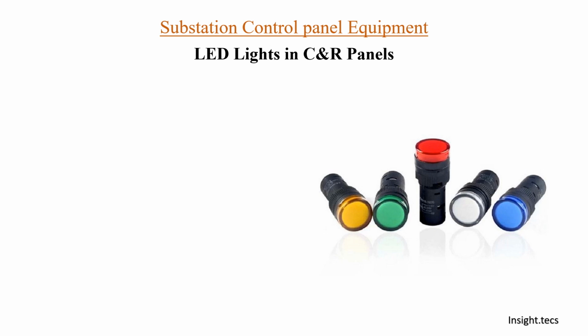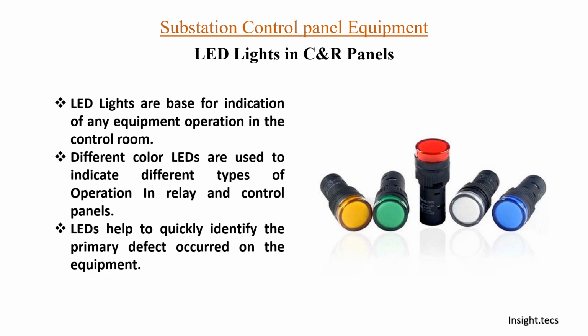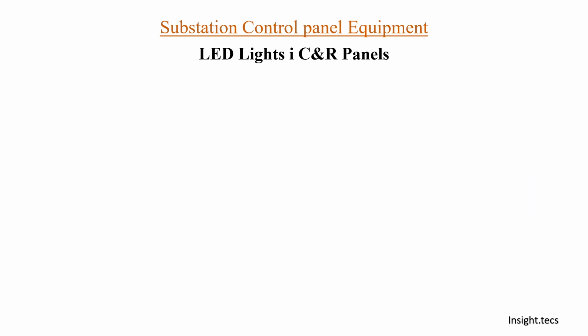So friends, in today's video, we are going to continue with the LED lights and control and relay panel. This is the second video about the LED in control panels. In the first video, we have already seen that there are various colors of LEDs available and each color indicates different kind of operations and how it indicates what is the position of the breaker, either it is on, off, or whatever indication that can be provided on the control and relay panels.